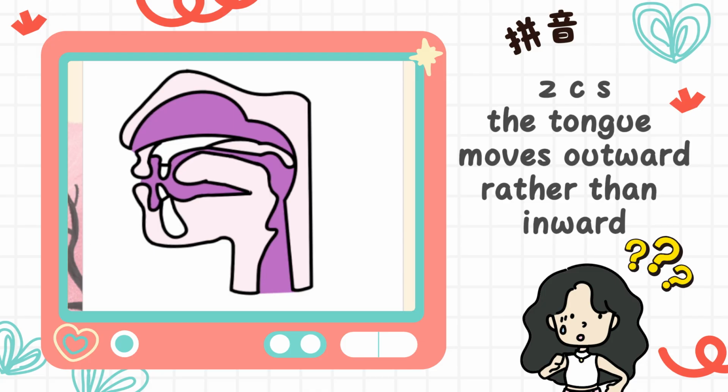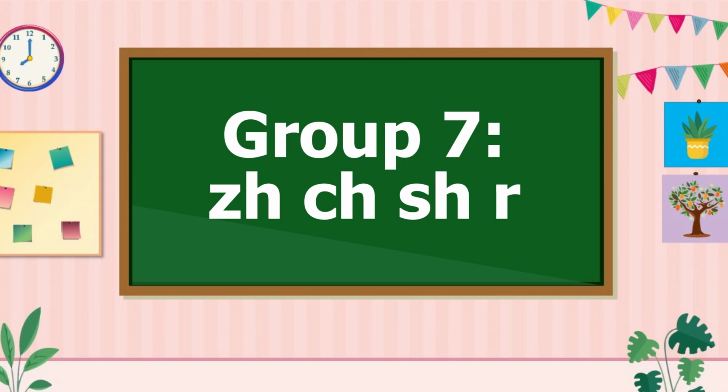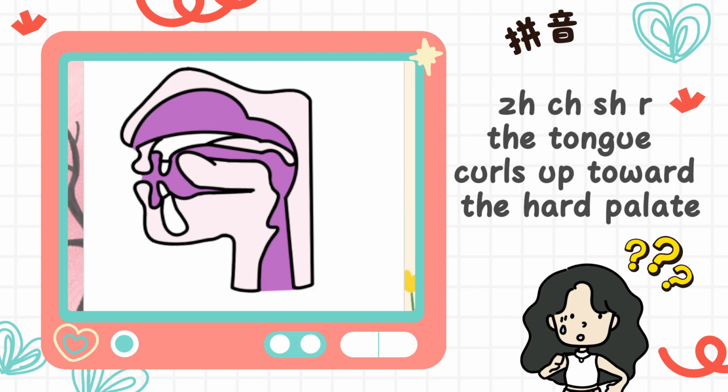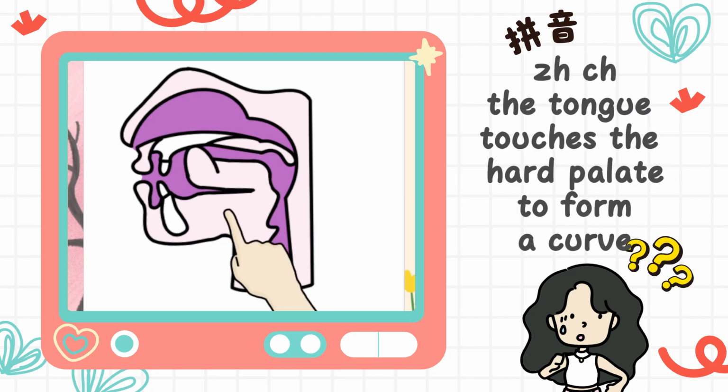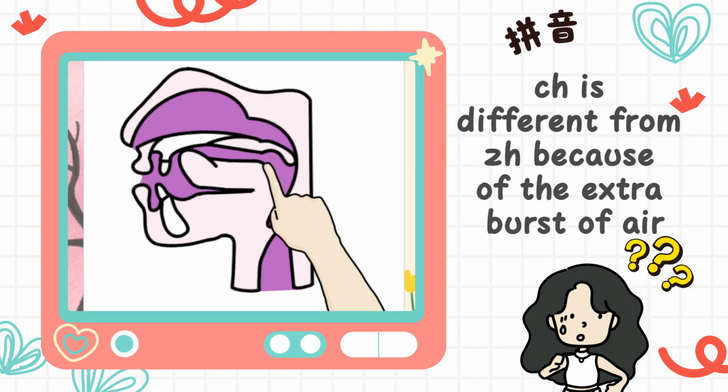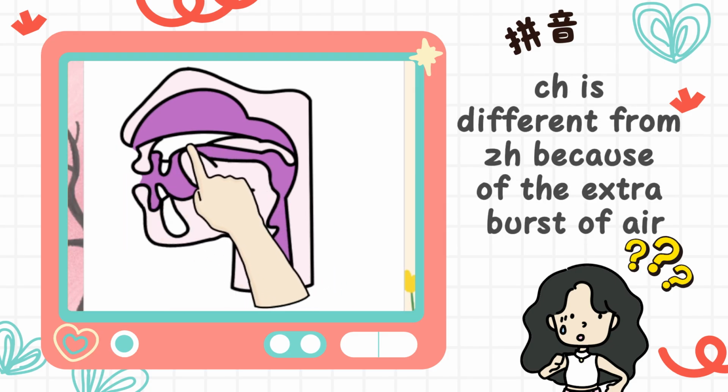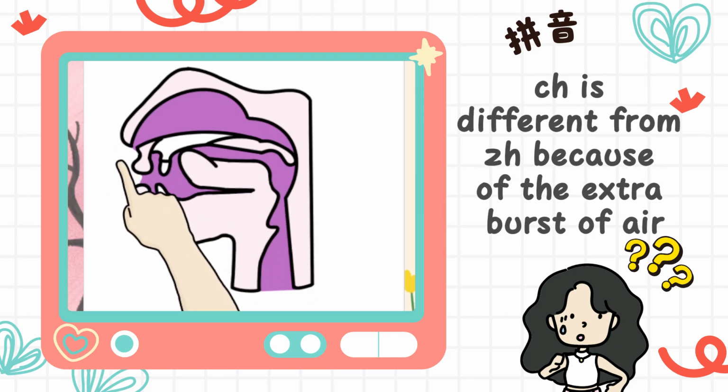And finally, our last group, Zh, Ch, Sh, R. For these sounds, the tongue curves up toward the hard palate. For Zh and Ch, the tongue touches the hard palate to form a curve. Ch is different from Zh because of the extra burst of air.